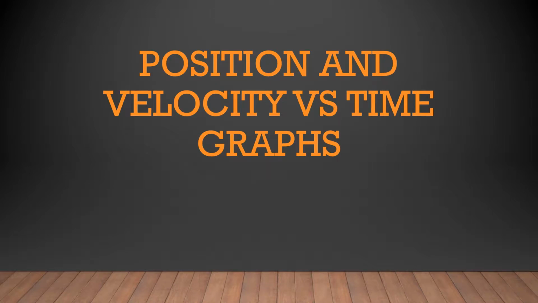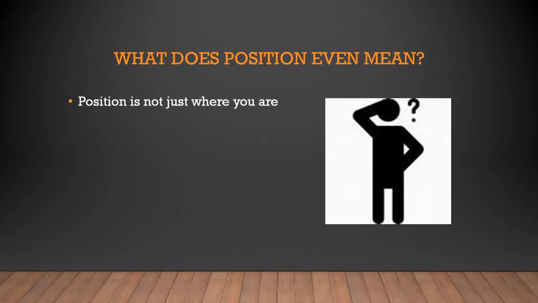So this video is about position and velocity versus time graphs, their interrelationship, and how you can use one to find the general shape of the other one. So first question is, what does position even mean?